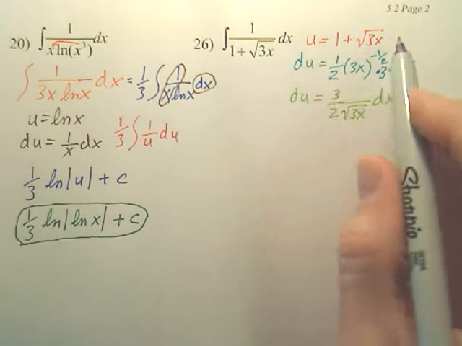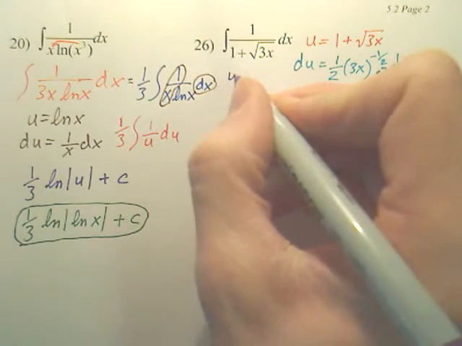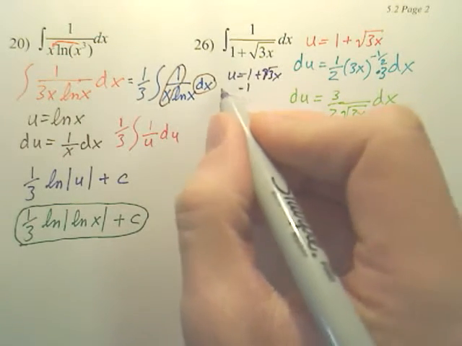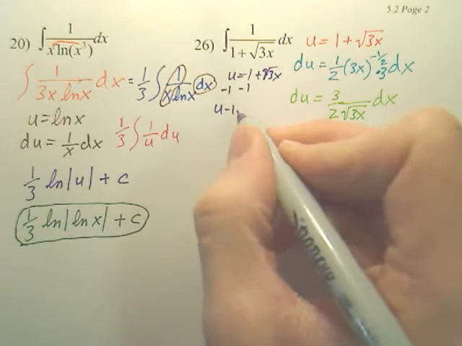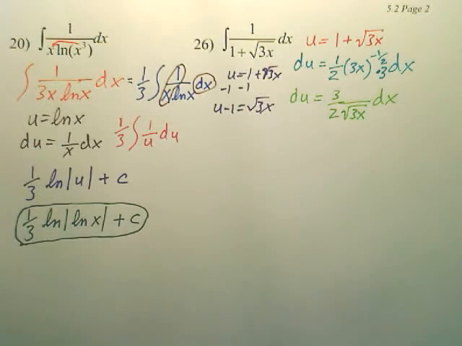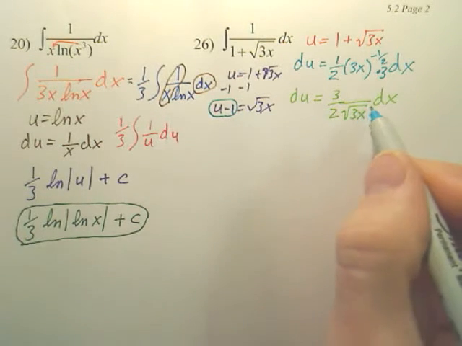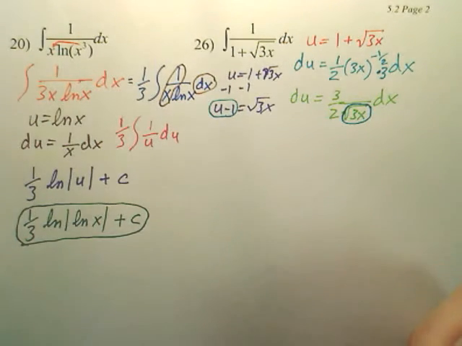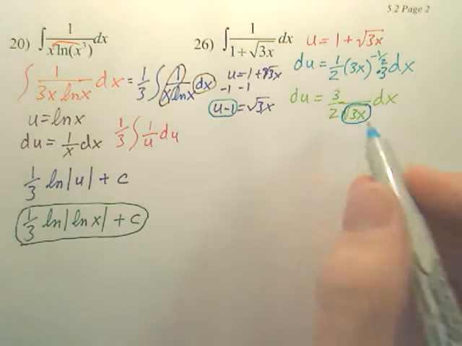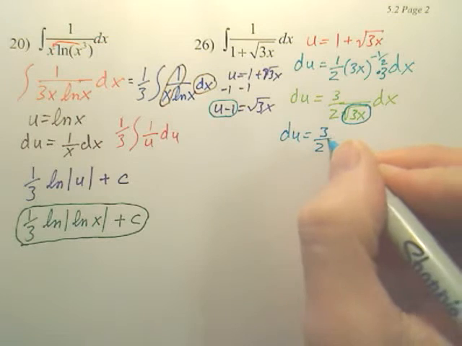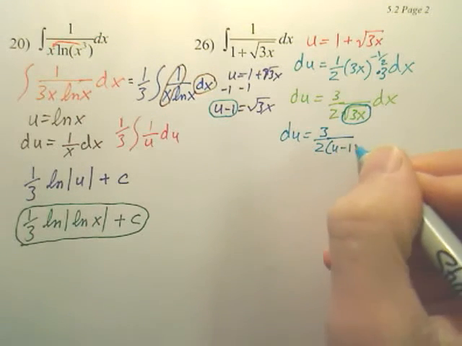I'm going to take this original equation, u equals 1 plus square root of 3x, and I'm going to minus this 1 over, and get u minus 1 equals the square root of 3x. Anybody see what I'm about to do? What am I going to do with this in comparison to this? I could put u minus 1 in for that guy. So I now have du equals 3 over 2 and put a u minus 1 here.